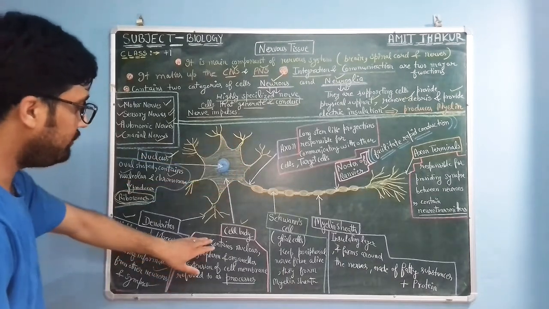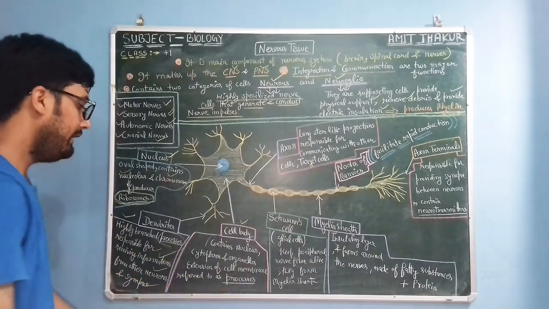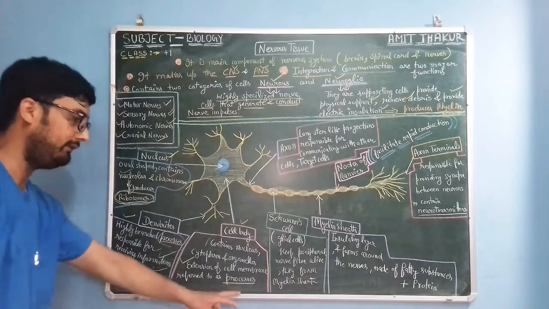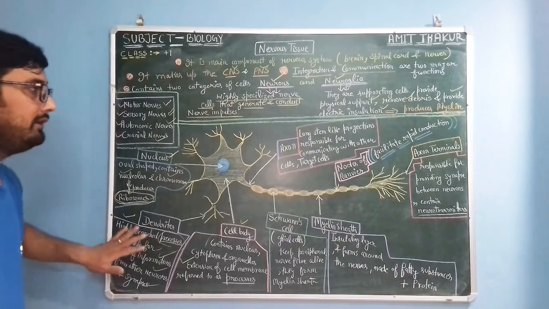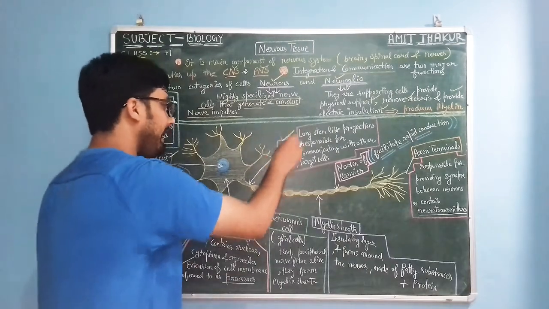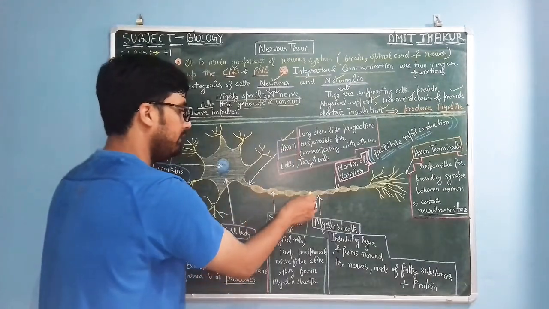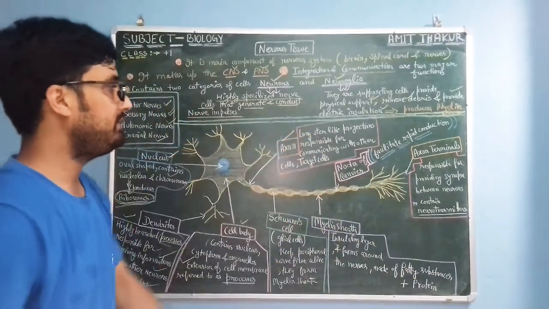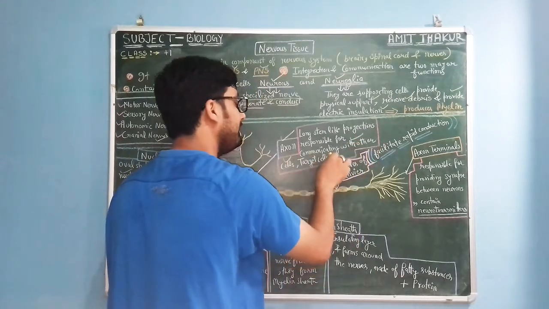Then the cell body. This cell body is the main body of the neuron structure. It contains the nucleus, which is oval shaped, cytoplasm and organelles. Extensions of the cell membrane are referred to as processes, as I told you in the case of dendrites. Dendrites are processes, extensions of the cell membrane in a neuron. Then this axon. Axon is a long stem-like projection and is responsible for communicating with other cells.